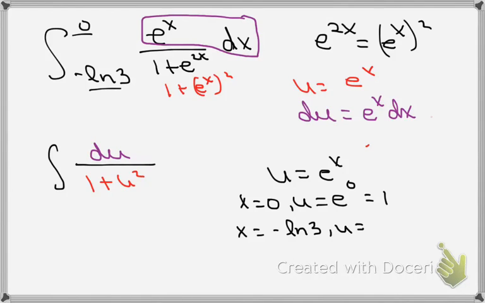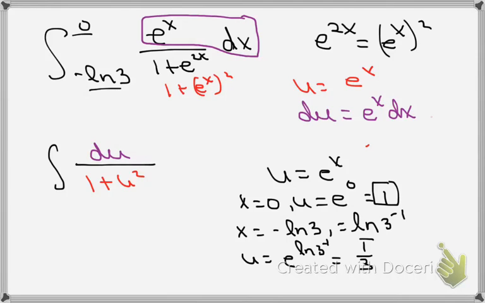let's see, I'll rewrite that one step so you can see this. Of course, minus the natural log of 3 is the same thing as the natural log of 3 to the minus 1. And because of the inverse relationship of e to the x and the natural log, we know that u is equal to e to the natural log of 3 to the minus 1, which is 3 to the minus 1, or 1/3. So we know now that when x is equal to 0, u is equal to 1. And when x is equal to minus ln of 3, u is equal to 1/3.